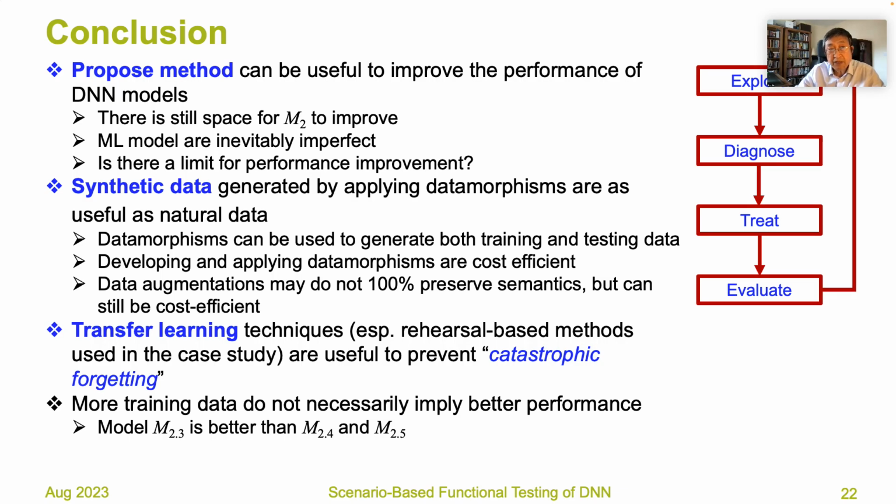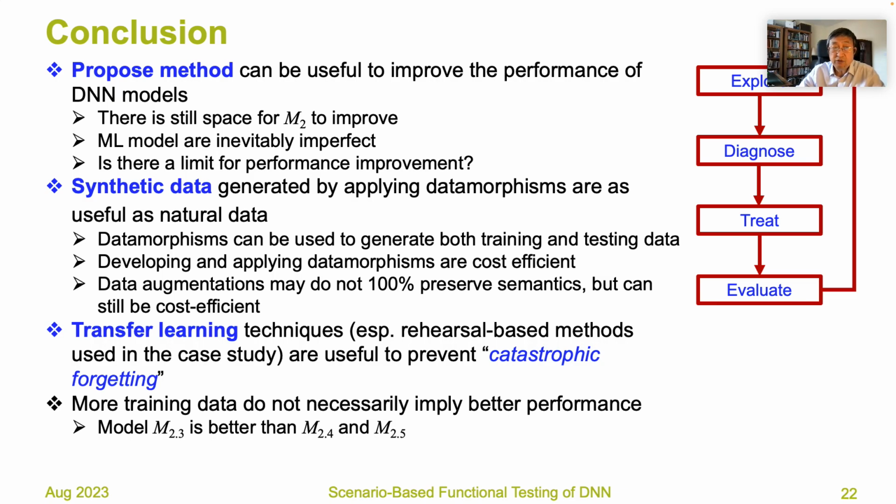First of all, the proposed method can be useful to improve the performance of deep neural network models. Of course, the model M2 still has room to improve, especially for the detection of orange cones. Machine learning models are inevitably imperfect, usually not 100%, and therefore there is a question: is there a limit for the performance improvement?